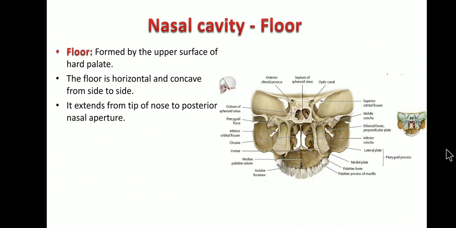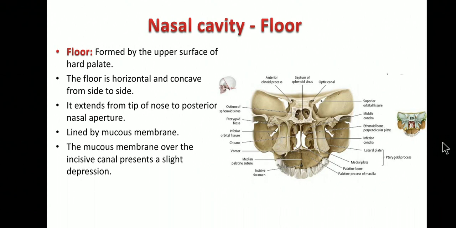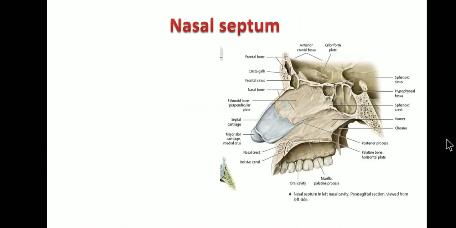Okay, so that is the floor, which extends from the tip to the posterior nasal aperture, and on the floor here you are able to see the incisive fossa. Above that, the mucous membrane shows a small papilla on the floor. The mucous membrane over the incisive canal, anteriorly you are able to see the incisive fossa. So there on the incisive canal, on the upper side, you see a small slight depression.